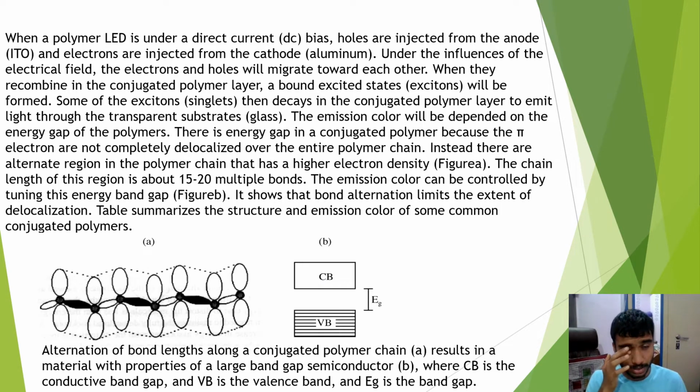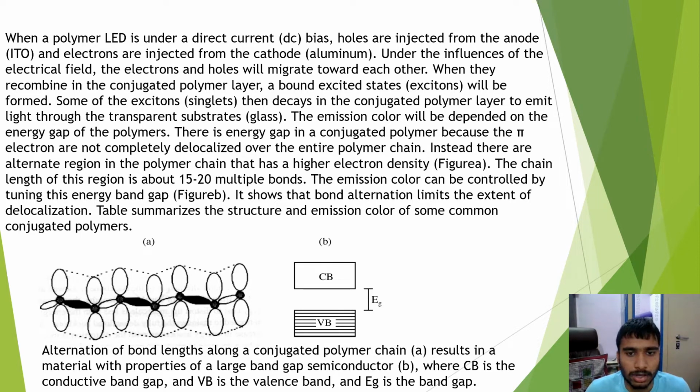When a polymer LED is under a direct current DC bias, holes are injected from the anode ITO and electrons are injected from the cathode aluminum. Under the influence of the electrical field, the electrons and holes will migrate towards each other. When they recombine in the conjugated polymer layer, bound excited states, excitons, will be formed. Some of the excitons, singlets, then decay in the conjugated polymer layer to emit light through the transparent substrate, glass. The emission color will be dependent on the energy gap of the polymers.